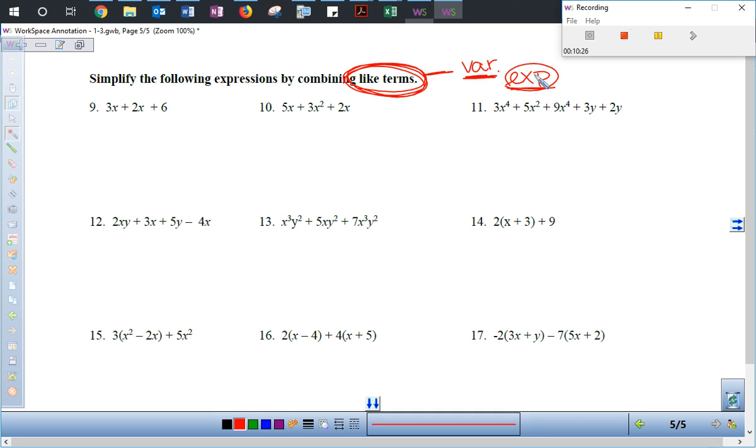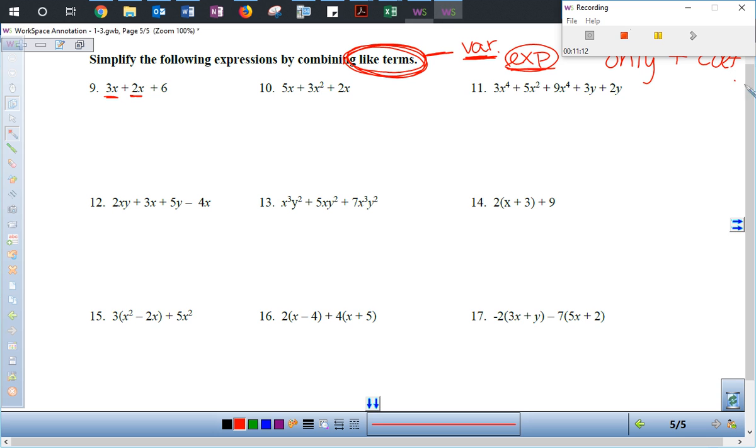So if you look here, I have a 3x, and to be able to add that to anything else, it also has to have just an x to the first power, nothing else. So if you look here, I have a 2x to the first power. Since they both just have an x raised to the first power, they are like terms and I can combine them. So when I am combining like terms, I only add the coefficients.